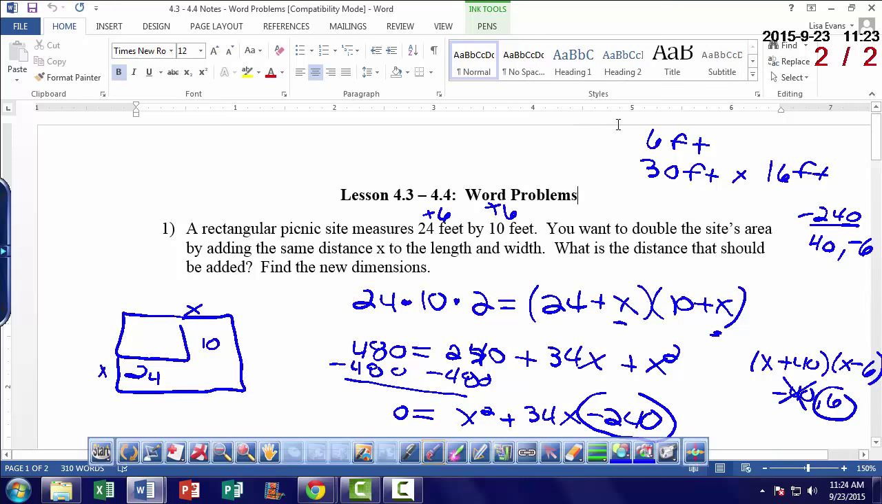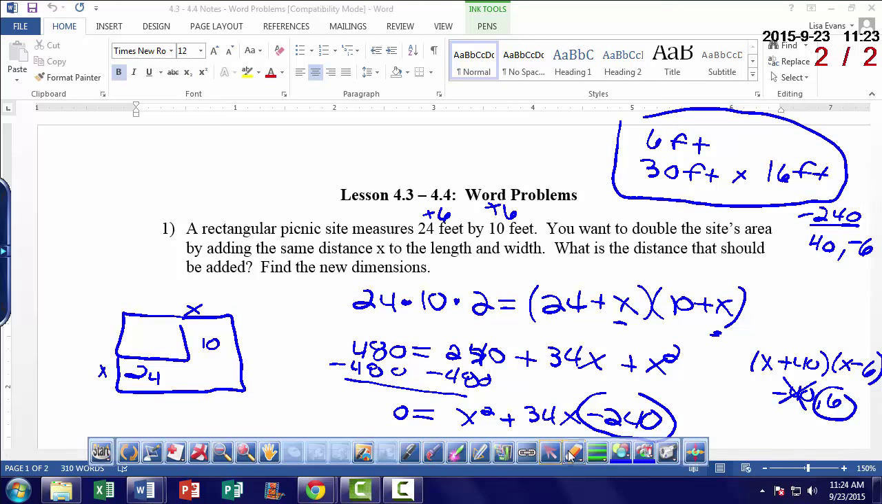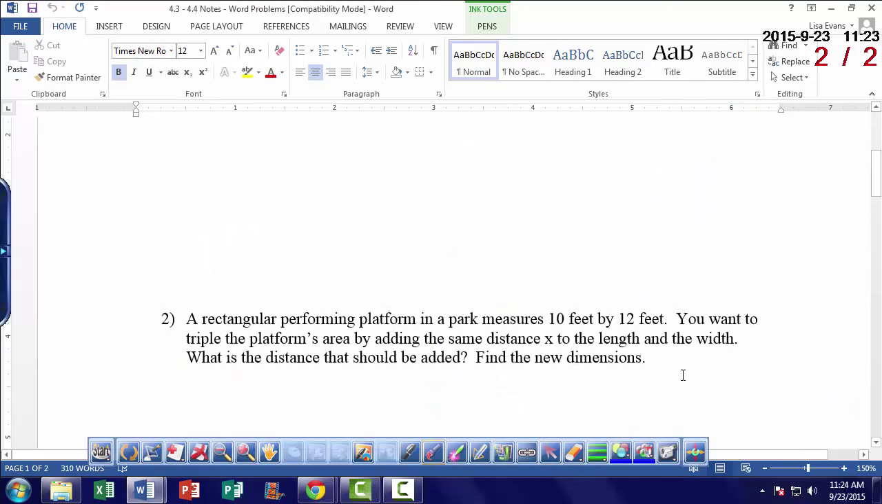Not so bad, right? Sometimes the factoring gets a little bit more difficult because the factoring doesn't always lead with a 1. We'll talk about that in a problem on the back side. Okay, let's try the next problem.